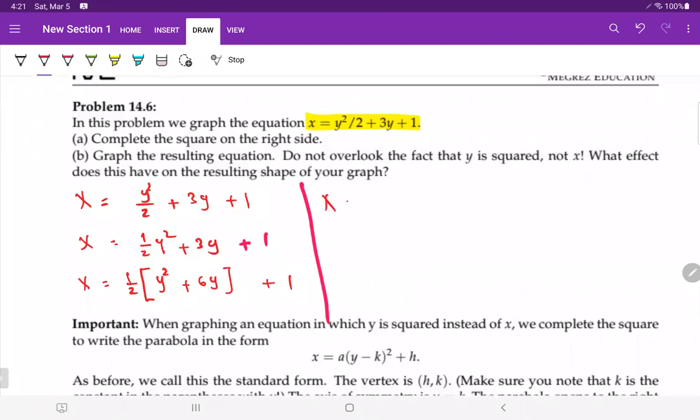Now, x equals half y squared plus 6y. So what number are we going to add and subtract inside? It's going to be positive 9, negative 9. Why? Because 6 over 2 squared. This is the 6.